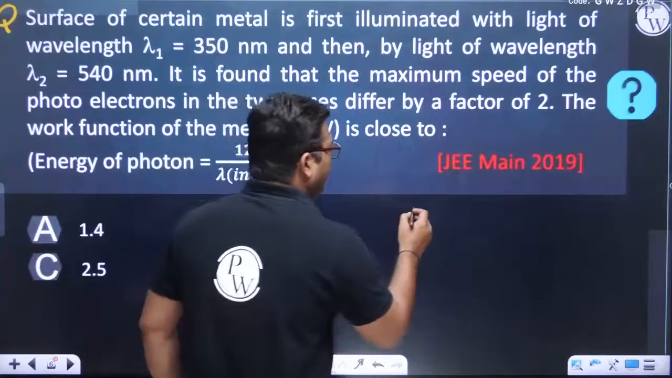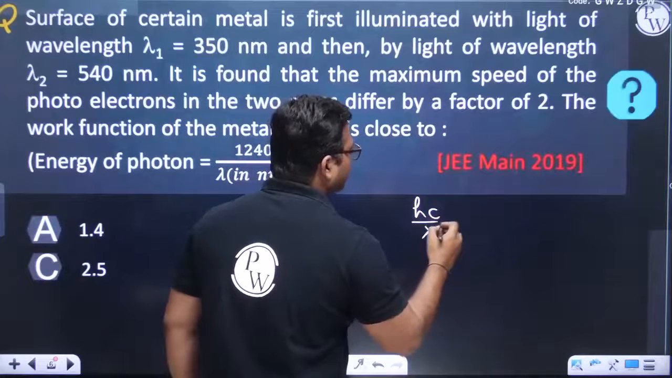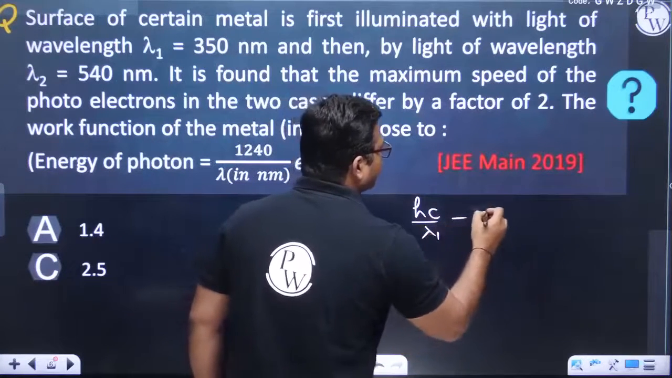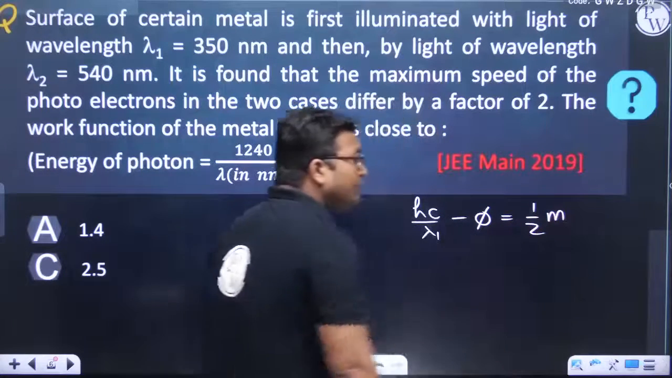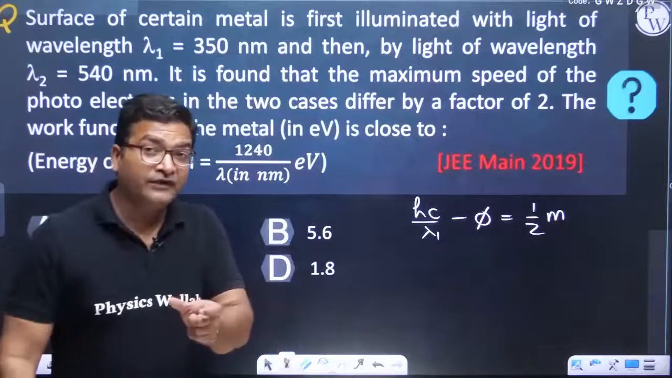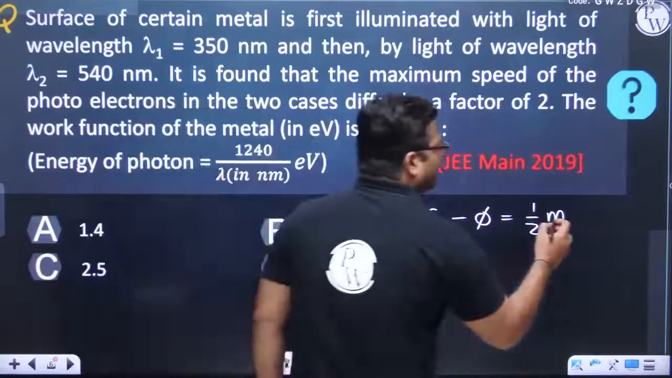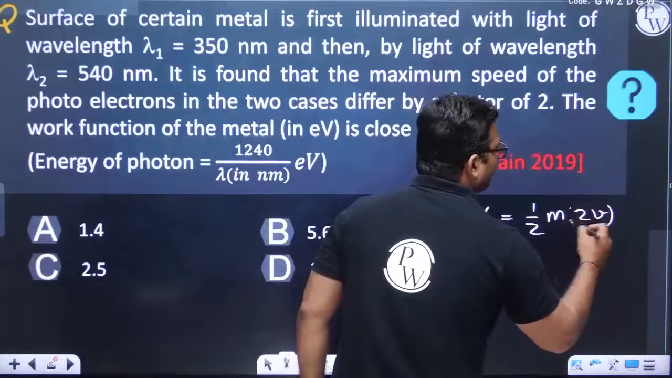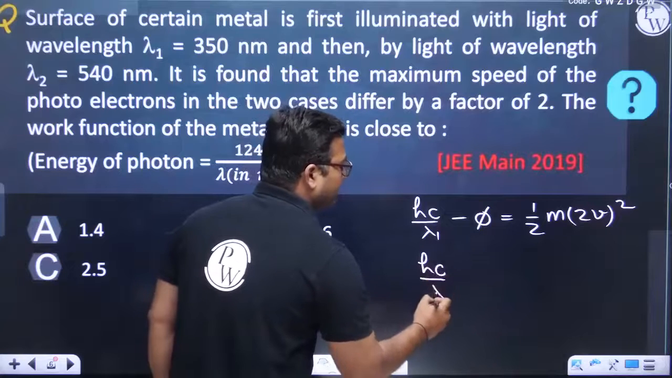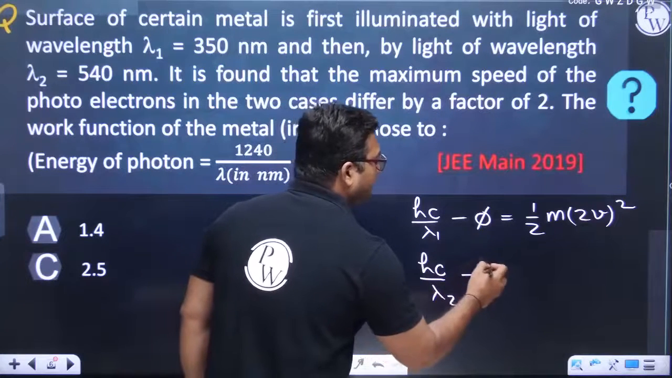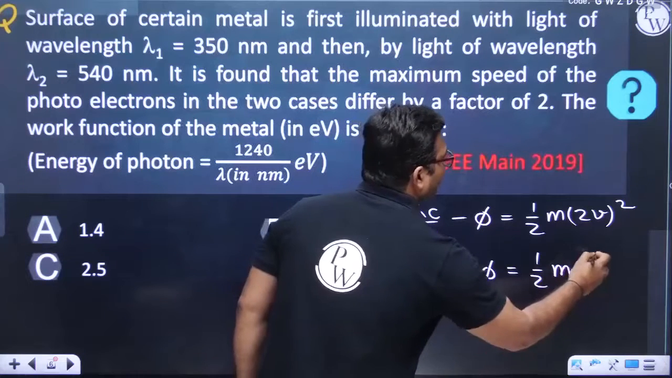Initially, according to the first condition, we have hc by lambda 1 minus work function equal to half m. We can assume the speed in the first case to be 2v and in the second case to be v, because the ratio is 2. So half m (2v) whole square, and in the next case we have hc by lambda 2 minus phi equals half m v square, right?